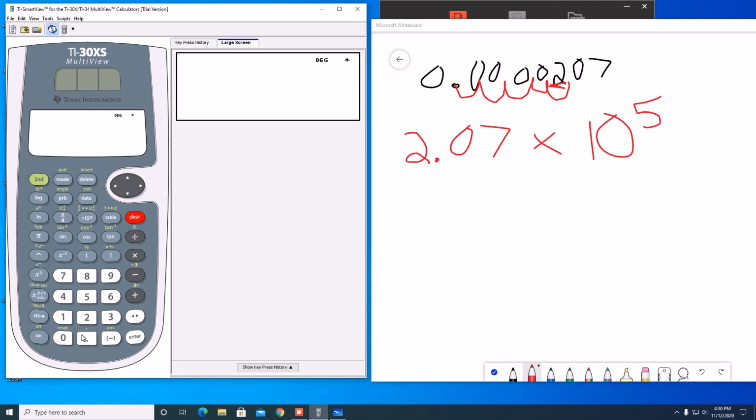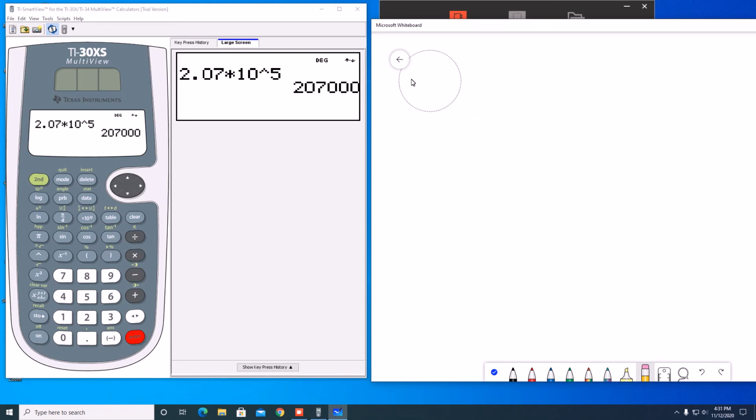And so I want to make sure that I did this right. So I'm going to type this in my calculator, 2.07 times 10. And then to get my exponent, remember I hit my caret button and then the 5. And I hit enter. Oops, I made a mistake. Sorry about that. So let me erase this. Let me explain this again.